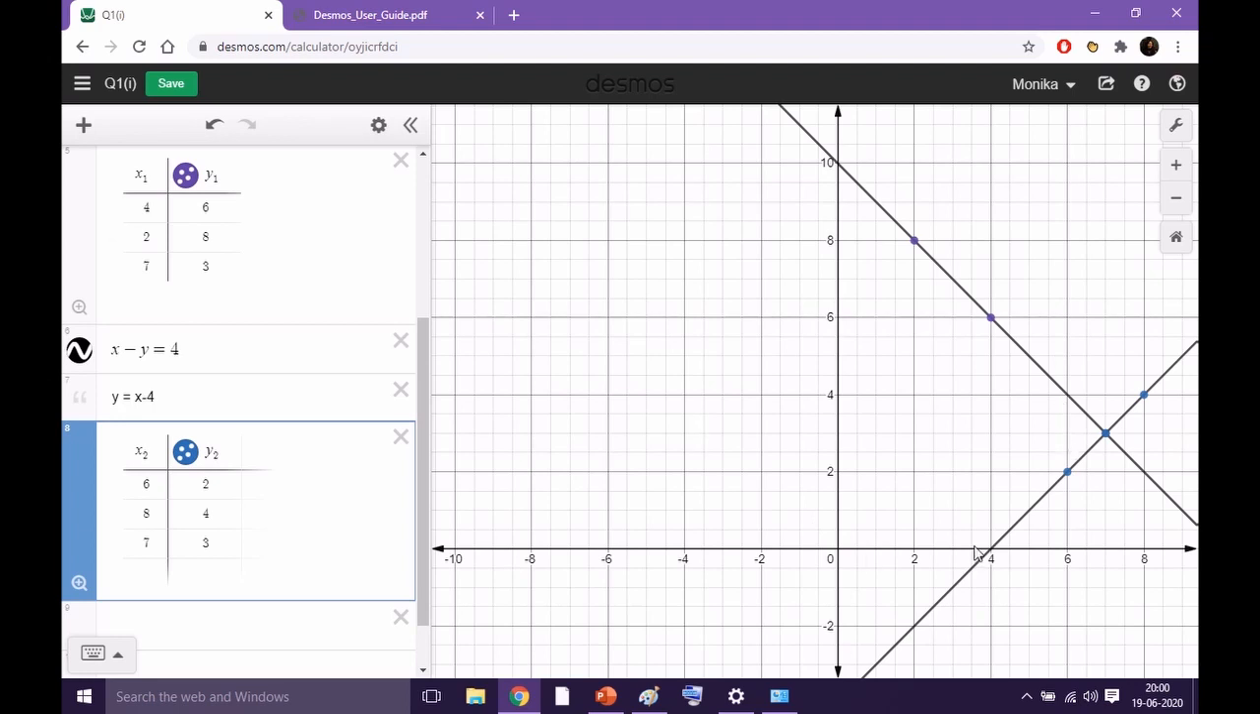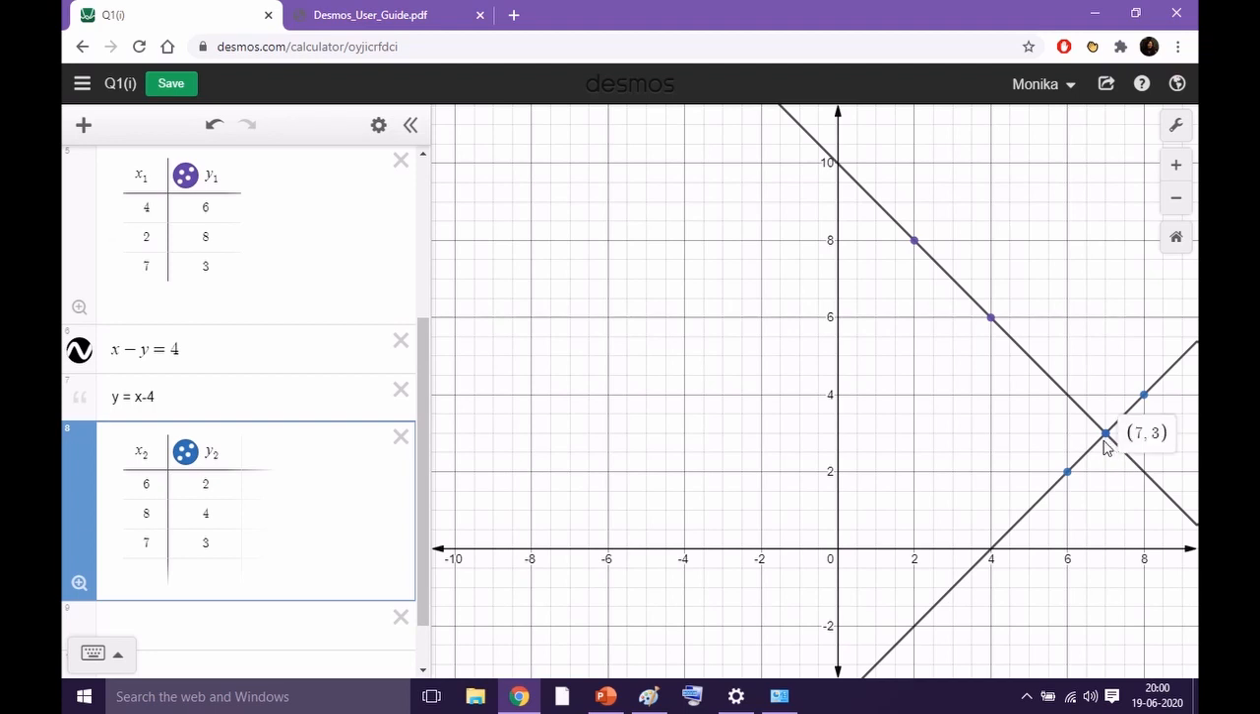So now how to find out the solution? As I mentioned earlier also, when we talk about the solution, it means those values of the variables which will satisfy both the equations simultaneously. So here if I see which is the point that is lying on both the lines. So this point is lying on both the lines.